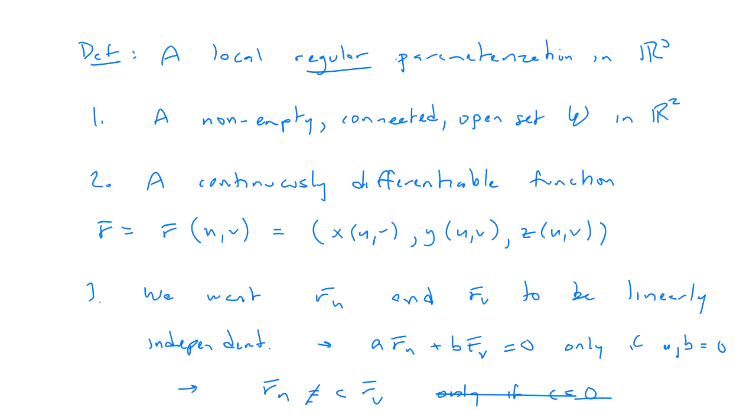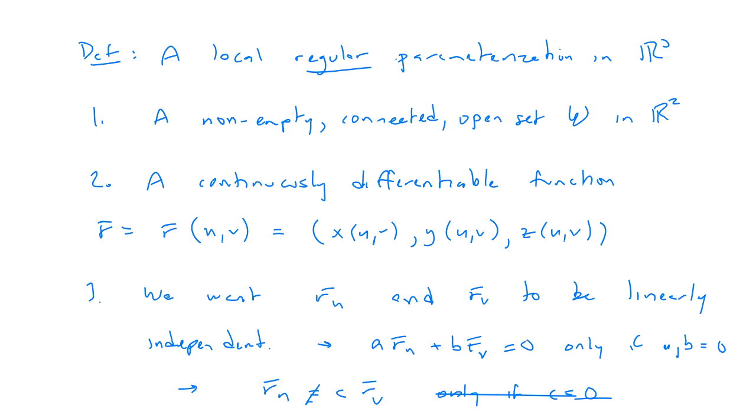So someone asked about the first condition for 3. We want the two partial derivative vectors to be linearly independent. Is that what you're asking? So let me say that something is regular if it has 3 things.